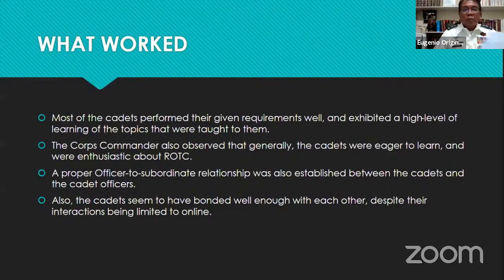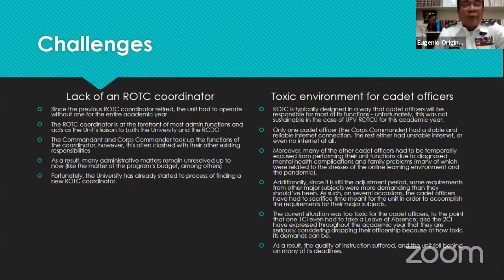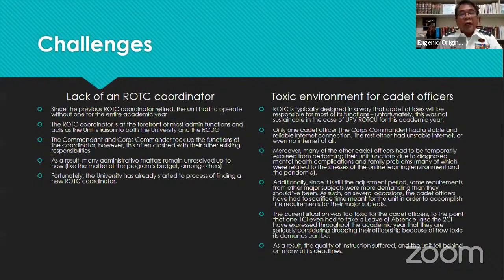The challenges that we have faced. Since the previous ROTC coordinator retired, and timing during this pandemic, the unit had to operate without one for the entire academic year. The ROTC coordinator is at the forefront of most admin functions and acts as the unit's liaison to both the university and the 6th RCDG. The commandant and the corps commander took up the functions of the coordinator.